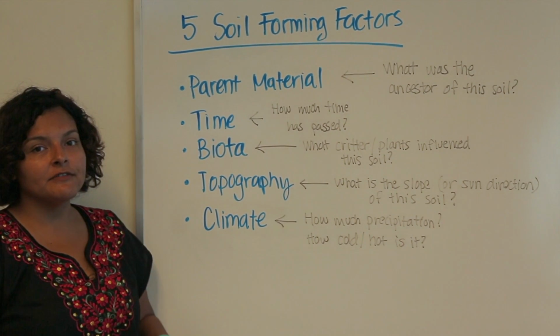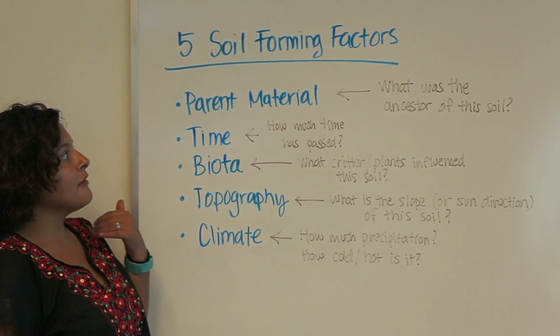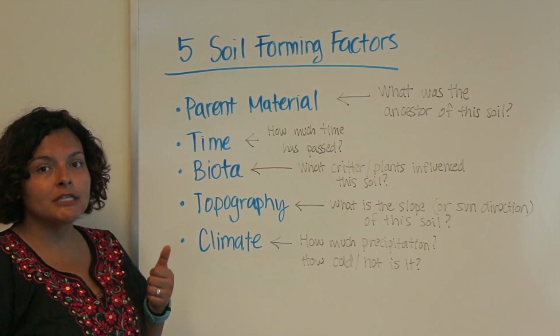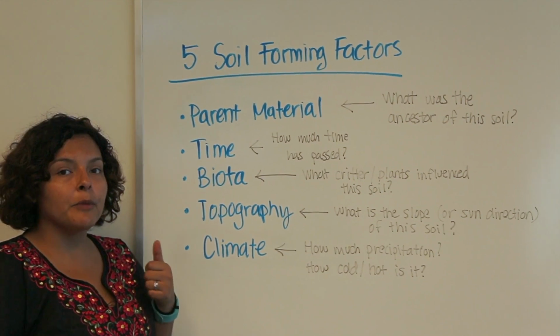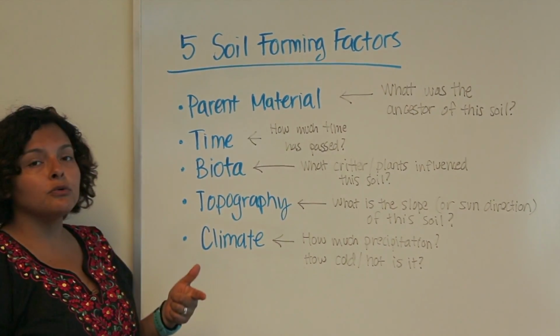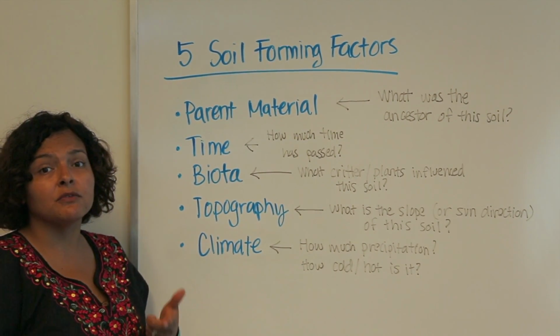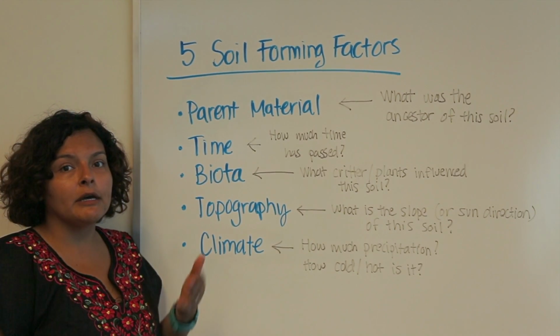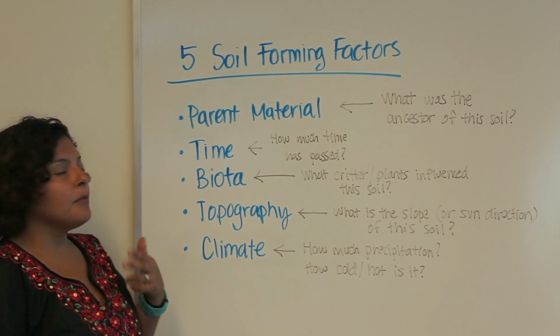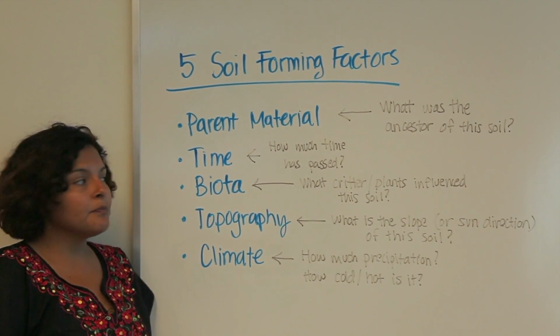So these are your 5 soil forming factors that were discussed in Lecture 1. So you have your parent material, so what was the ancestor of the soil? If you remember back to Lab 1, we were looking at the rocks and minerals. Also, how much time has passed will influence how the soil forms. If it's very old, you might expect that it's deeper. Also, there's biota. What kind of critters or plants have influenced the soil?